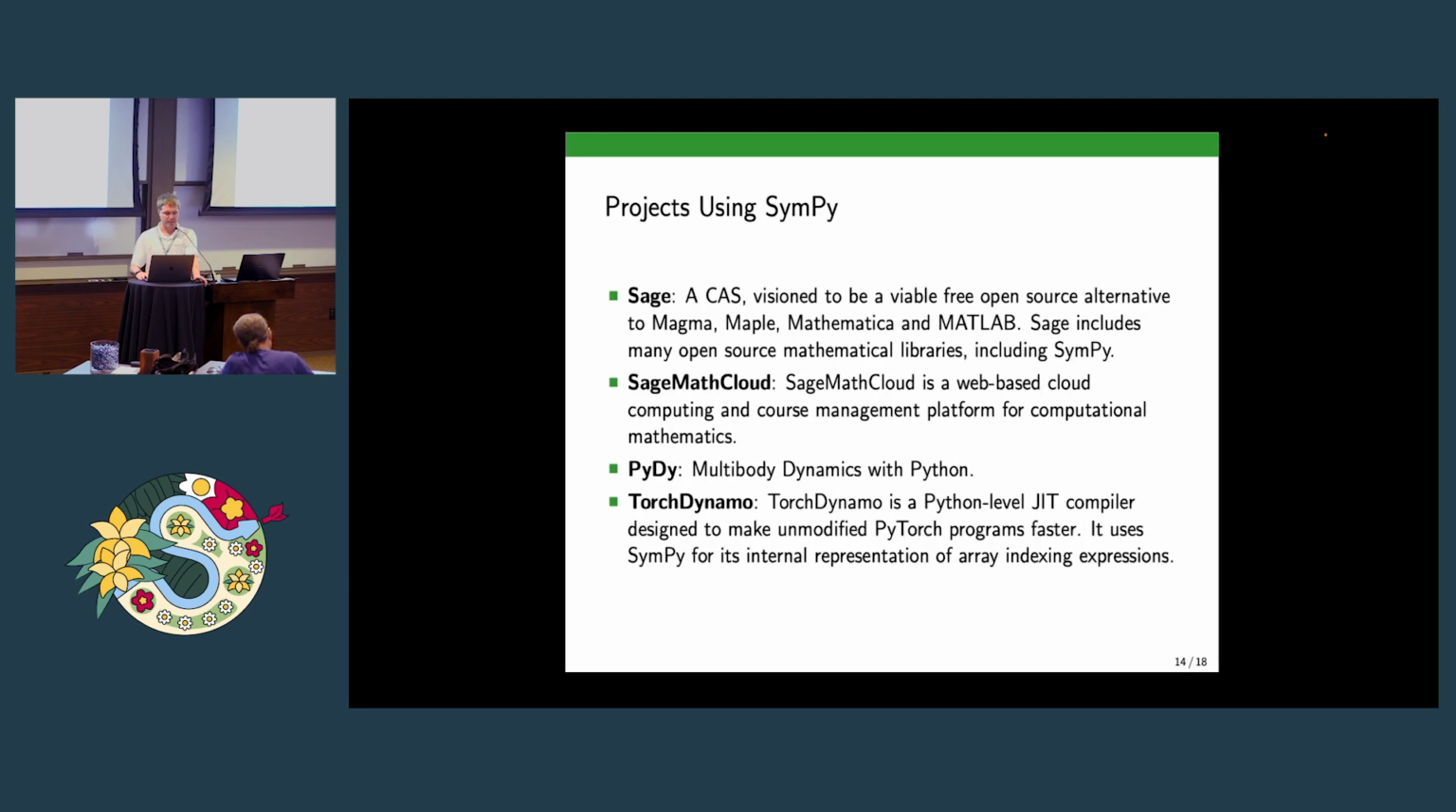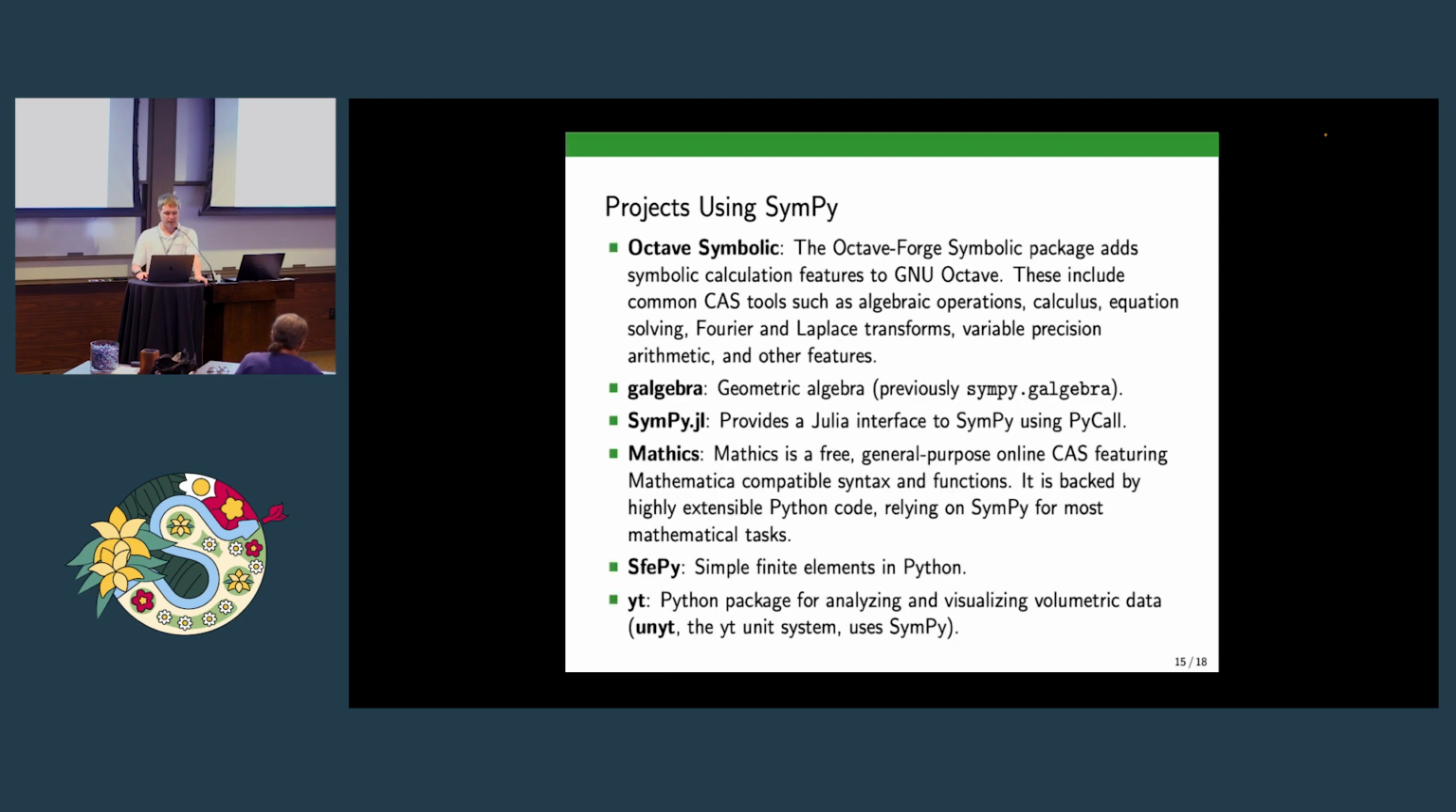Some of the projects that use SymPy: Sage I already mentioned. PyDy is a dynamic modeling library in Python. PyTorch uses SymPy in the Torch Dynamo package, which JIT compiles PyTorch programs, and it uses SymPy to represent certain expressions as part of that. A few more: Octave Symbolic is the symbolic package for Octave. Geometric algebra, there's a Julia wrapper for SymPy. There's an open source Mathematica clone called Mathics.